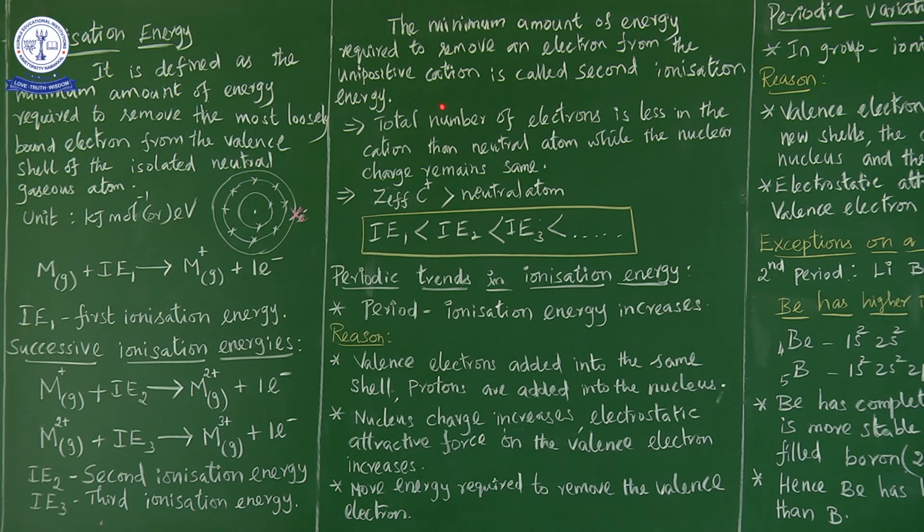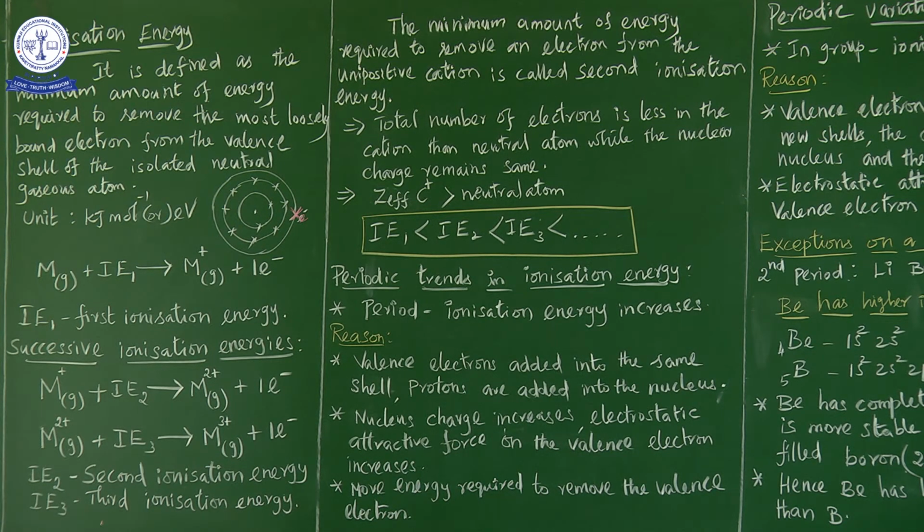இப்போ second ionization energy எங்கே remove பண்ணுற, second electron is removed from the unipositive cation. But the removal of third electron from the bivalent metal cation, அப்போ unipositive ion is replaced by bivalent metal cation. So the minimum amount of energy required to remove an electron from the bivalent metal cation is called the third ionization energy. In the same way, the fourth, fifth ionization energy is also defined.